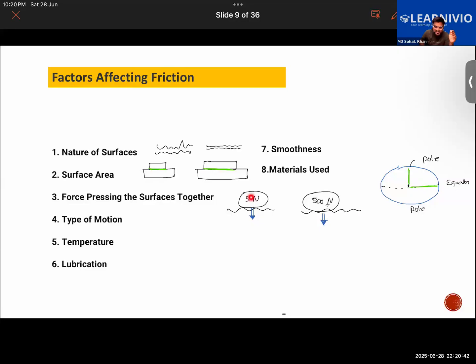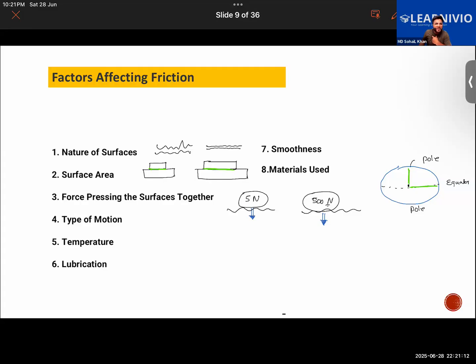So clearly this is exerting a lesser amount of force on the ground. It's pressing the ground with less force. But this body, being bigger in size and having more weight, is pressing the surface of the earth with more force, a 500 Newton force. Getting the thing or not? Yes, sir. So that is the simple concept here.